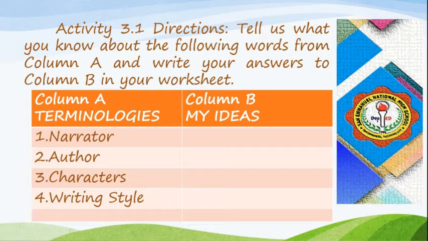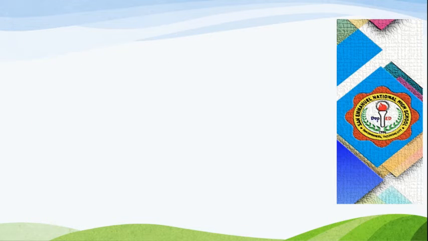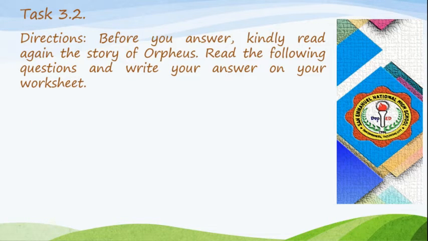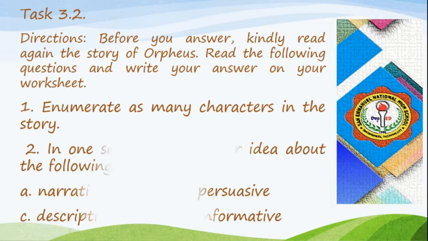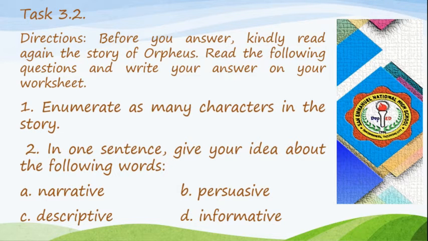Let's proceed to task 3.2. Before you answer, kindly read again the story of Orpheus, or try to look back at the story of Orpheus and familiarize yourself with it as you read the following questions and write your answers on your worksheet. First, enumerate as many characters in the story as you can. I will give you a hint: the main character and his wife, Eurydice. Now it's your turn to enumerate all the characters that you know based on the story.